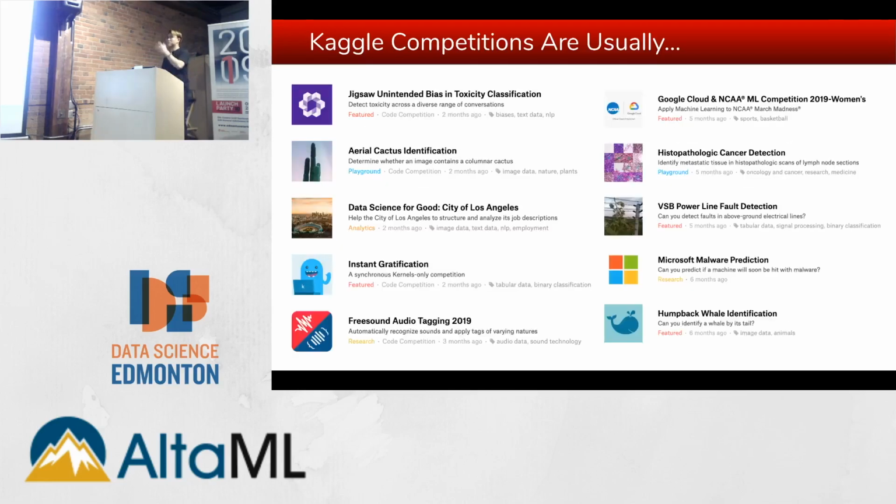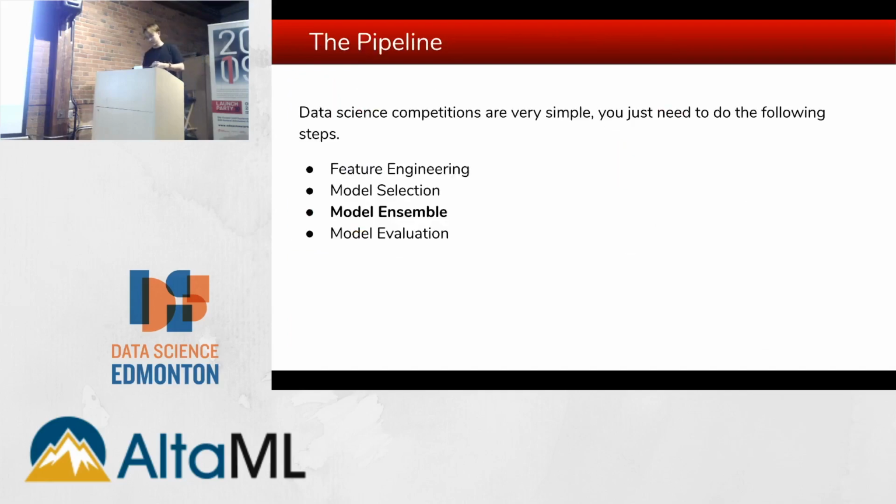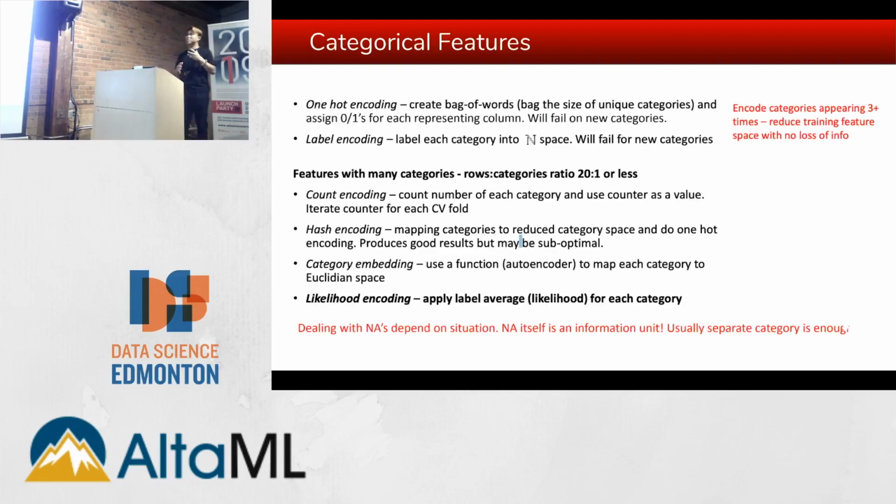So we will go through a few tricks one by one, starting from feature engineering to model evaluation. This is basically the life cycle of your ML project, or the process of building your ML models. First, there are two types of features, categorical and numerical features. Let's start with categorical features.